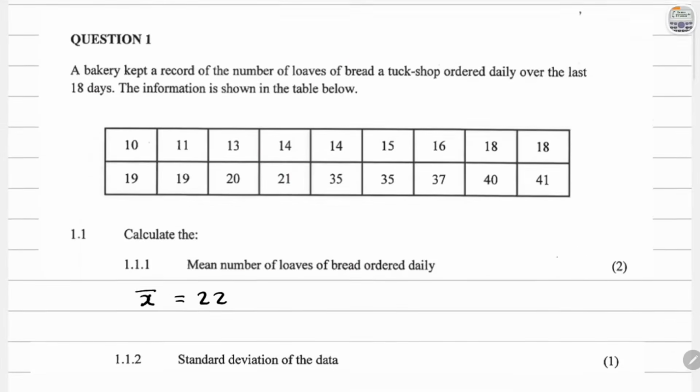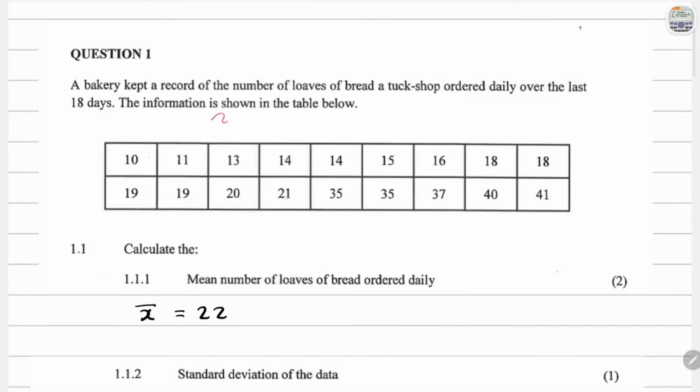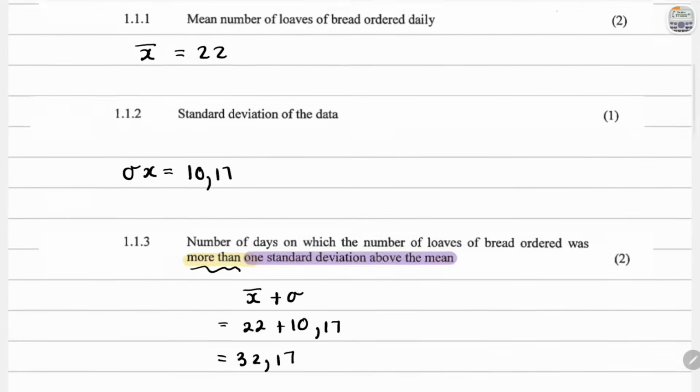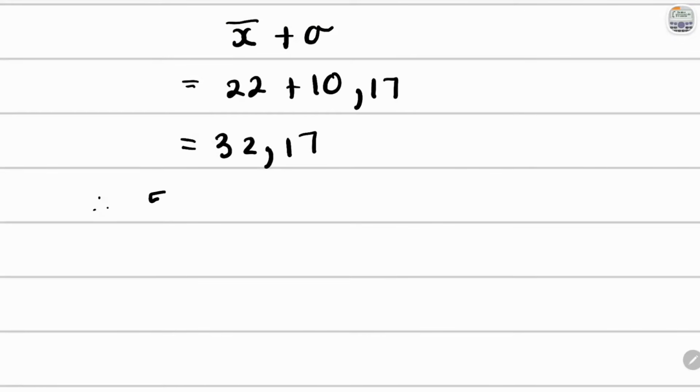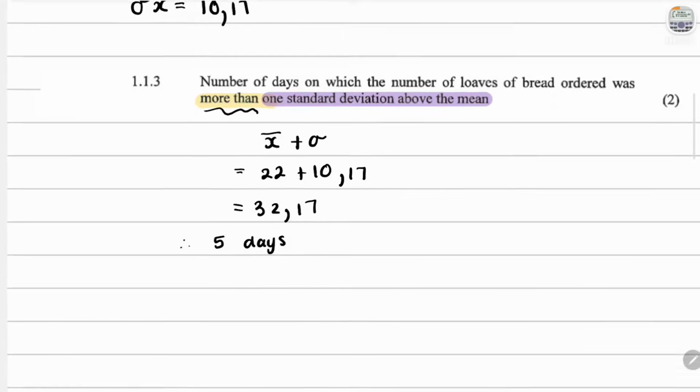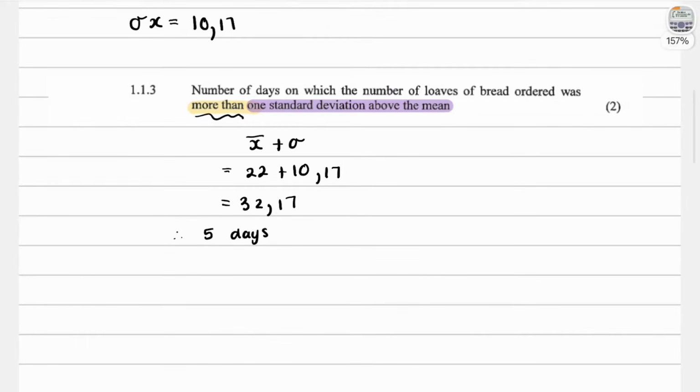Okay, so we'll just have to see how many values are above this. Now, remember that these represent the days. So each day they kept a record of the number of loaves. So how many numbers are above this? That's going to be 35, so that's 2, 3, 4, 5. That's exactly 5 days. So we can conclude it's exactly 5 days where the bread ordered was more than one standard deviation above the mean. And that is our answer. Moving on to the next question.